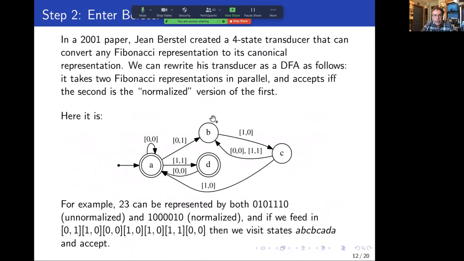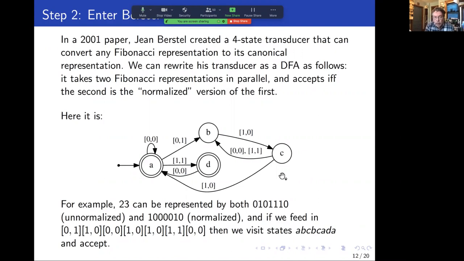Okay, so what did Berstel do? In his 2001 paper, he created this 4-state transducer that can convert any Fibonacci representation to its canonical one. And what we'll do is we'll just rewrite his transducer. It's exactly the same machine, but it's just written as a DFA. And it takes 2 Fibonacci representations in parallel and accepts if the second is the normalized version of the first. So here it is. That's Berstel's machine, just rewritten as a DFA.